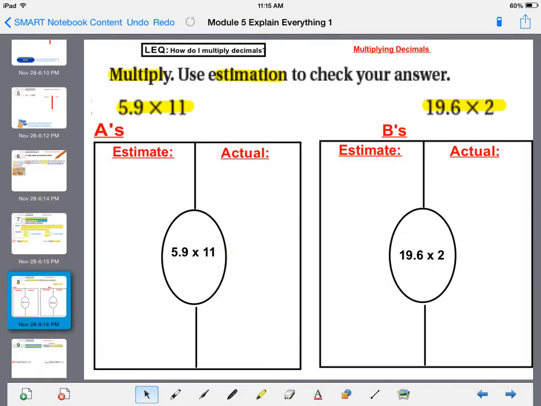Okay, we're going to go ahead and we're going to try some. We're going to estimate first, and then we're going to let that guide us towards our actual answer. So we have 5 and 9/10. Again, we're going to look at the whole number of 5. Look at the guy next door. If he's 5 or more, we raise the score. 4 or less, we give him a rest. Well, he actually is 5 or more, so the 5 and 9/10 becomes a 6. I'm going to leave times 11 because I know my 11s, and 6 times 11 is 66. So my estimate is going to be 66, which means my actual should be very close to that.